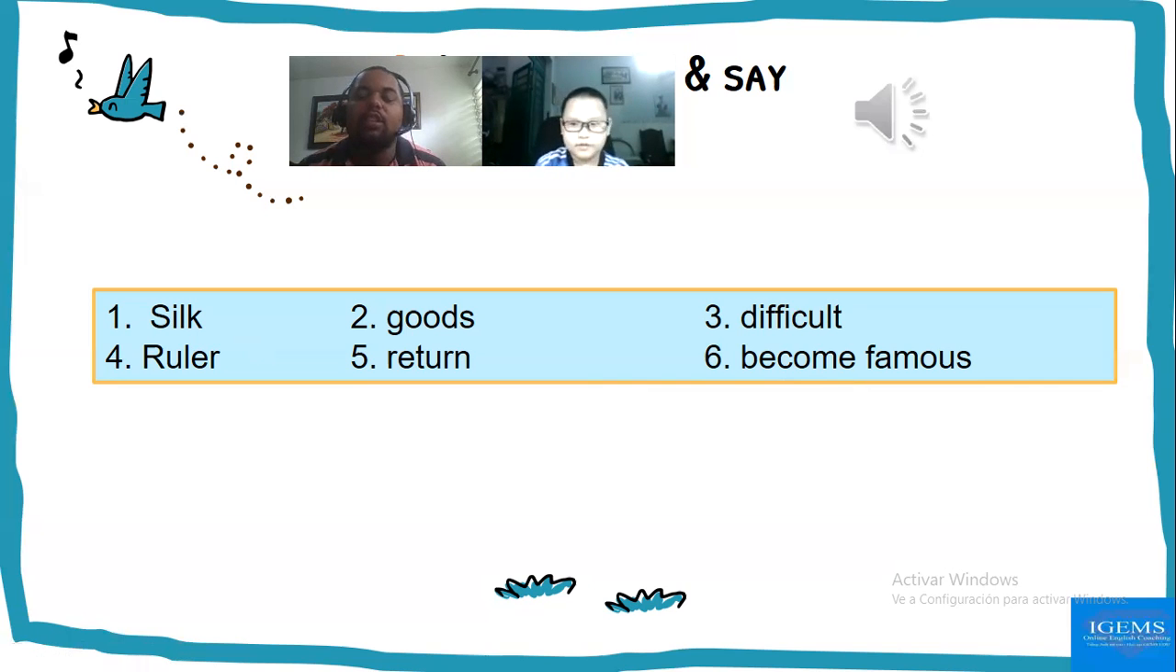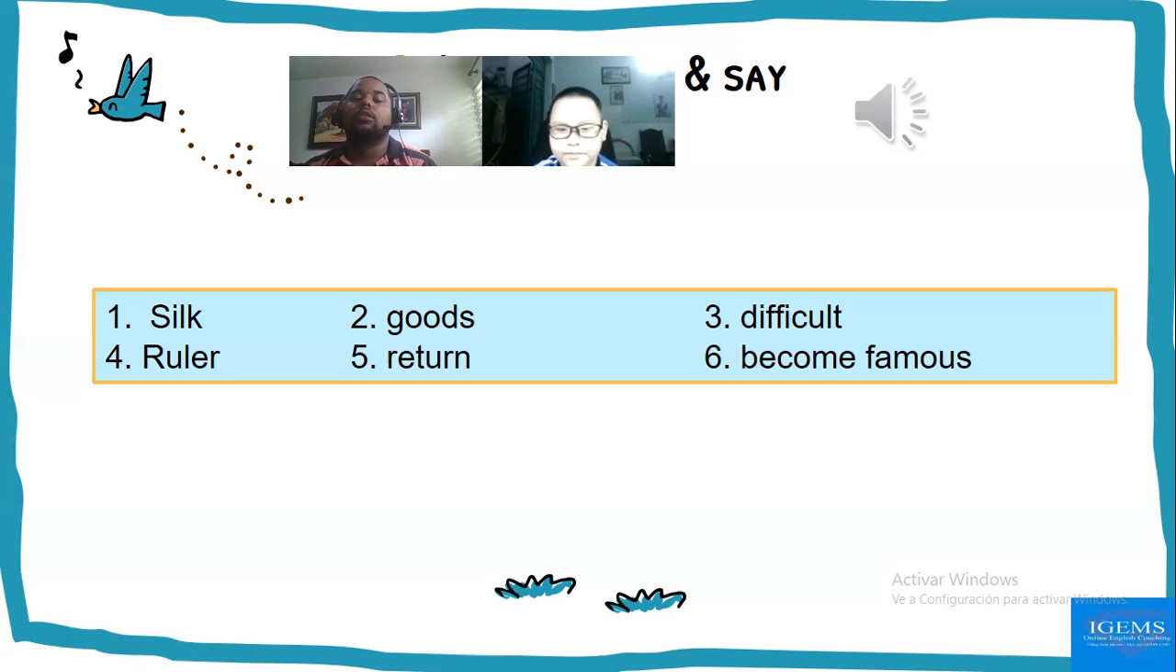Silk. Silk. Not necessarily you need to open the mouth one way. No, it's just silk. Silk. That's right.